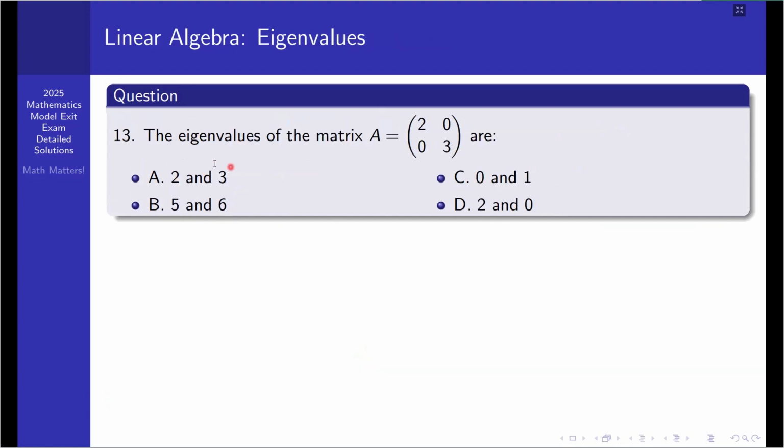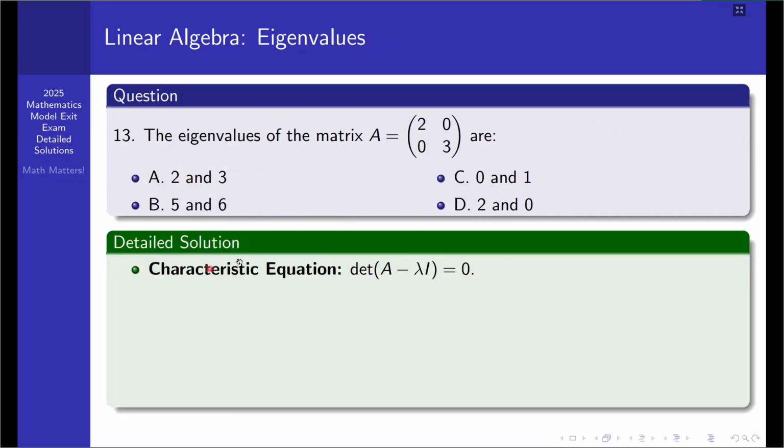Question number 13. The eigenvalues of the matrix A, that is [2, 0; 0, 3], are... We know that in order to find the eigenvalues of an n by n square matrix, we have to find the characteristic equation, which is the determinant of A minus lambda I, so that the solutions of this could be directly the eigenvalues of the given matrix.